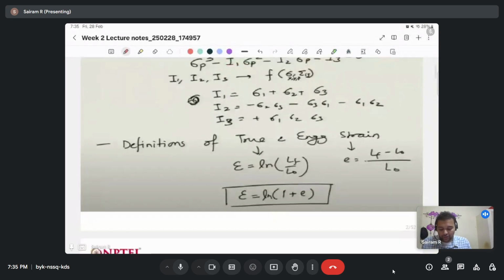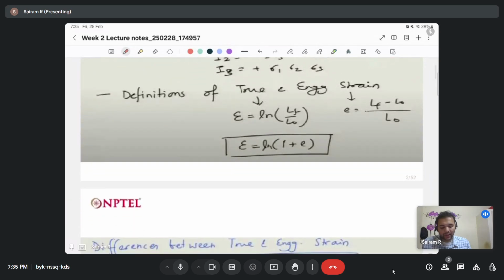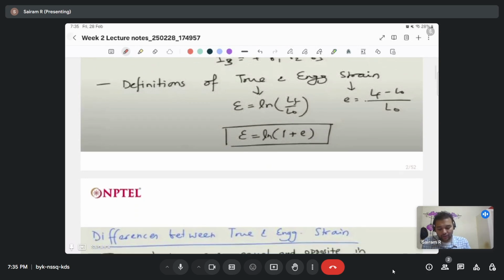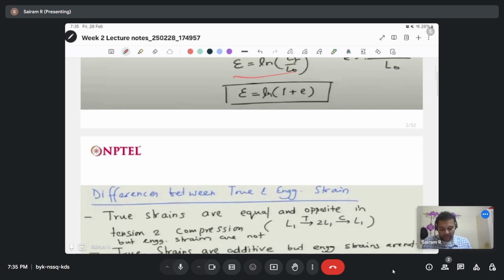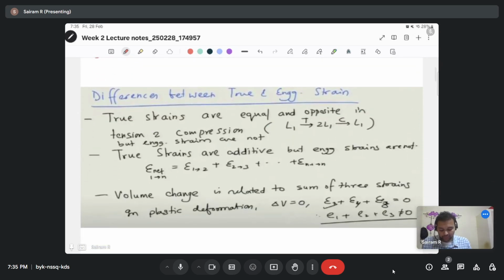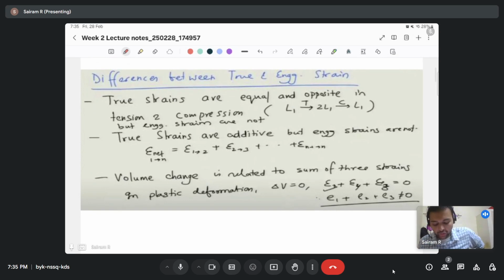We also went through the definitions of true and engineering strain. Epsilon equals ln LF by L naught. This is the definition of true strain, and the formula for engineering strain is E equals LF minus L naught by L naught. We solved a few problems just before this. And what are the differences between true strain and engineering strain?